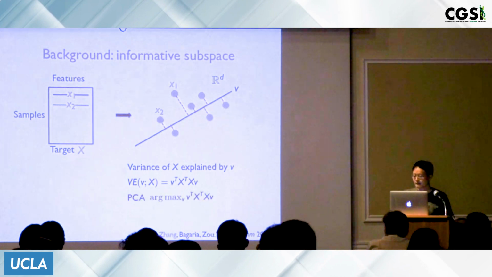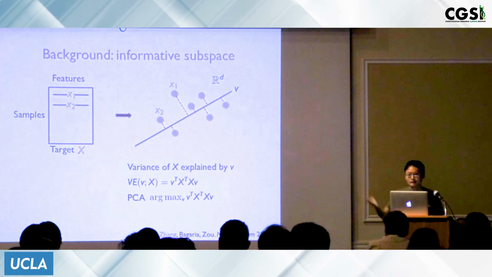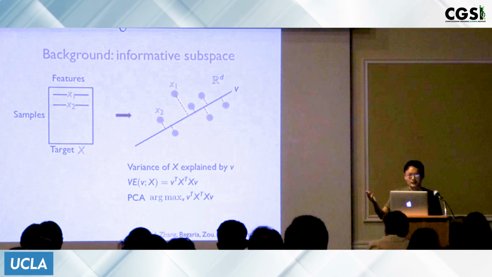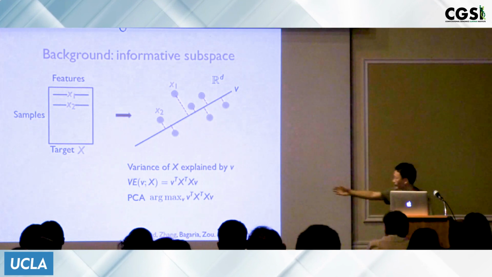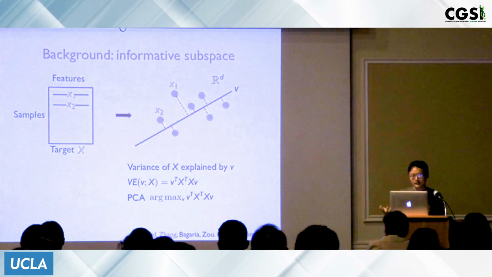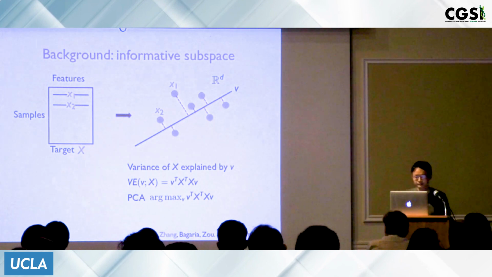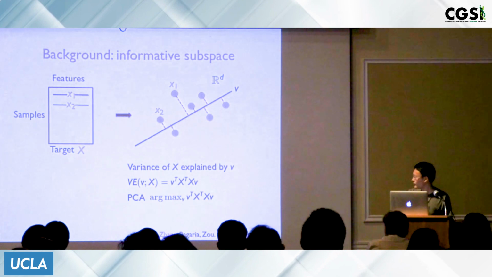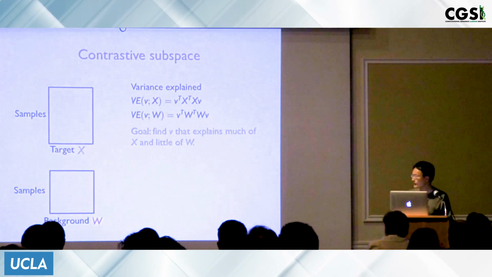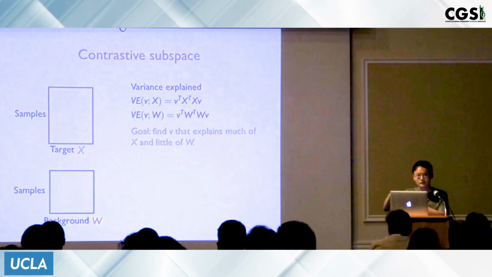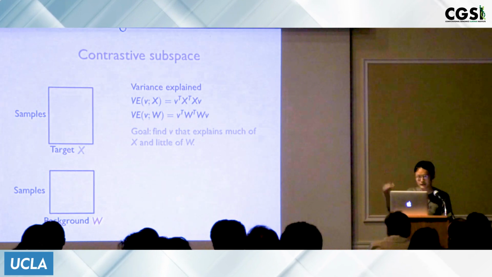I can do this for any direction in my data space. And I'm interested in finding which direction explains the most variance, which corresponds to the most informative subspace. If I solve this optimization problem, I'm solving exactly standard PCA. That's the first eigenvector. So that's the standard PCA approach. And again, all of this can be extended to nonlinear models, to kernel PCA or autoencoders, but I want to go through the simplest case.